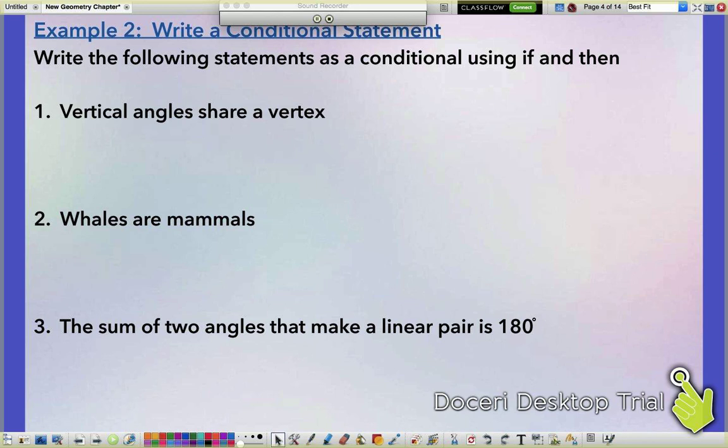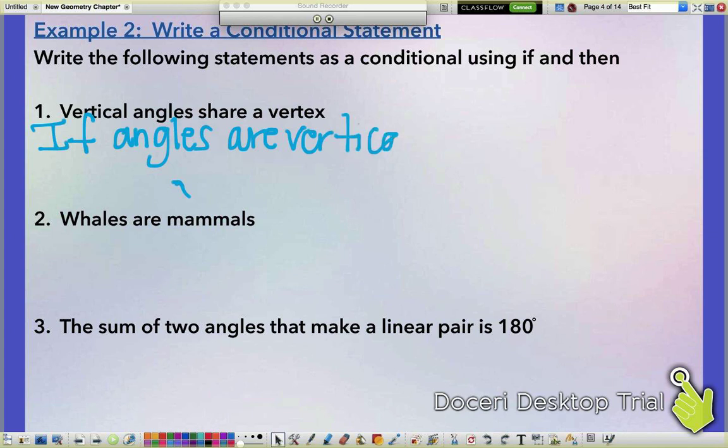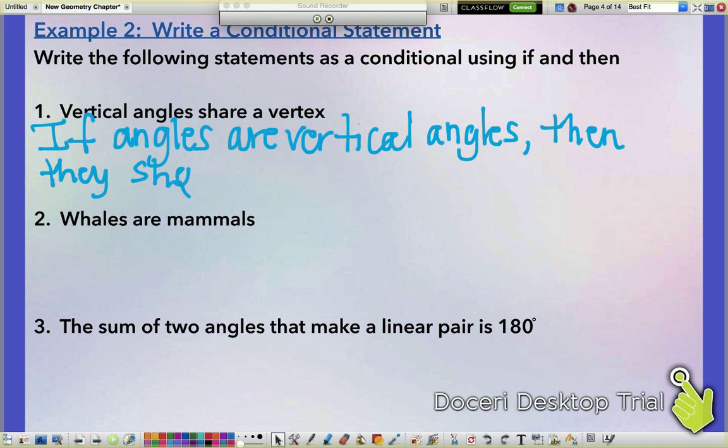I'm going to write this as an if-then statement. So I always start with if, well, maybe not. If angles are vertical angles, comma, then they share a vertex. Okay, that's the if-then statement.